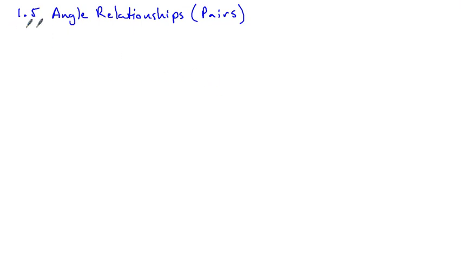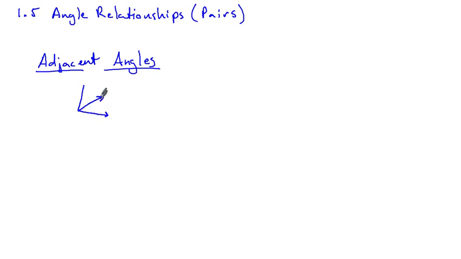So angle pairs is just 2 angles. So the first kind are called adjacent angles. Okay, adjacent angles, and they look like this. And we'll go ahead and label these. This will be angle 1 and angle 2. So these are definitions we're writing down. We're just making them a little more visual for you to see them.